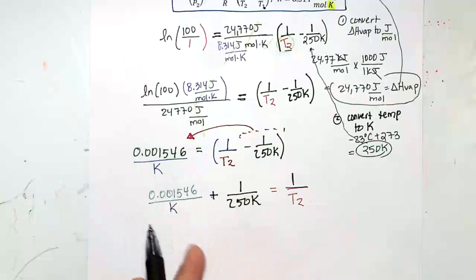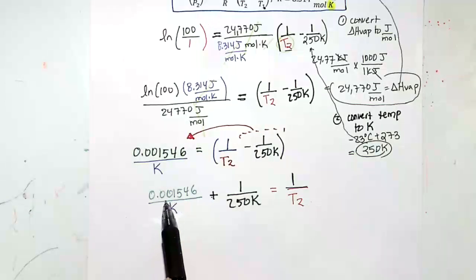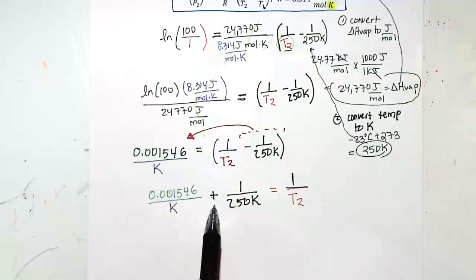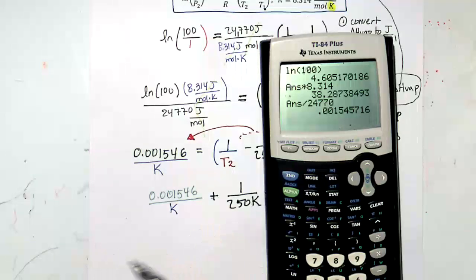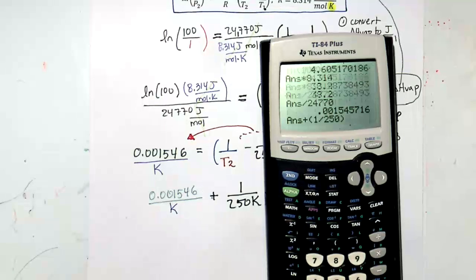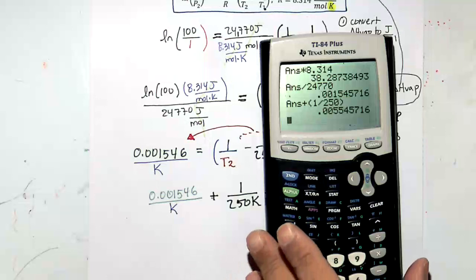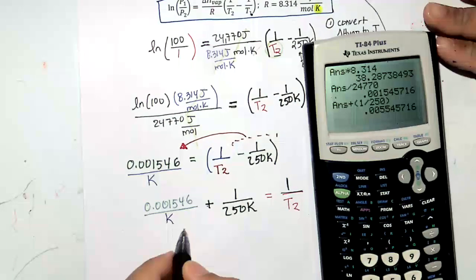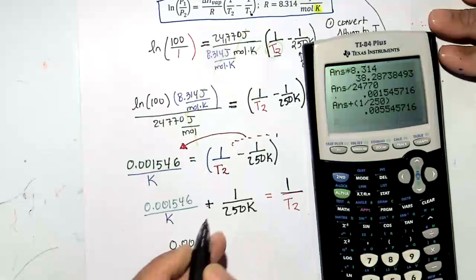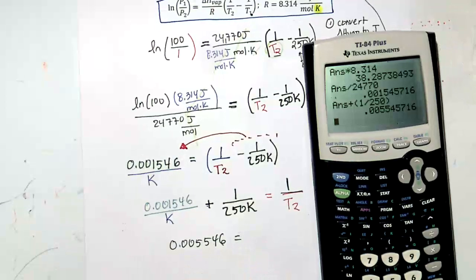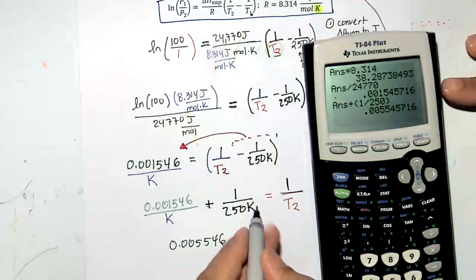Take that minus 1 over 250 and move it to the other side. So I'm going to do 0.001546 plus 1 over 250 Kelvin. This is what I'm going to do on my calculator. 0.00154 and so on, plus, I like my parentheses, 1 divided by 250. And that's going to be 0.005546, equals 1 over T2.